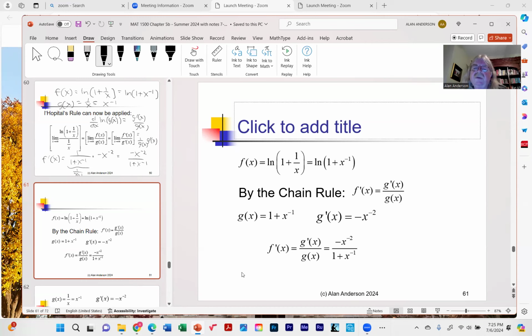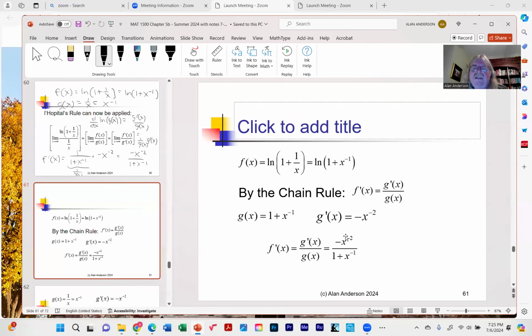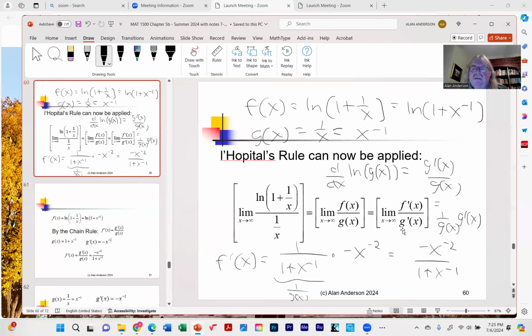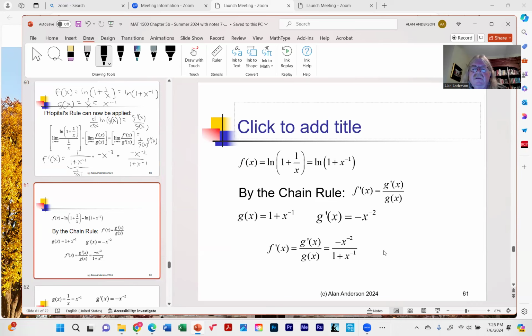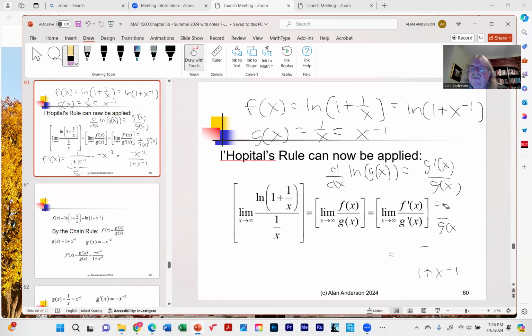Okay, finally. Oh, wait a minute. What happened here? Oh, I see what happened. This is kind of strange. The notation is a little weird here. Yeah, I see there's f of x's and g of x's flying around all over the place here. I'll tell you what, let's take this out of here. Yeah, that's kind of awkward.